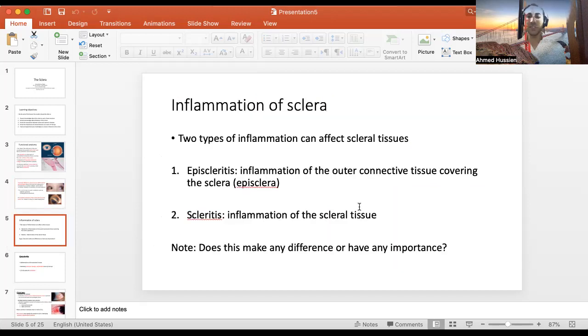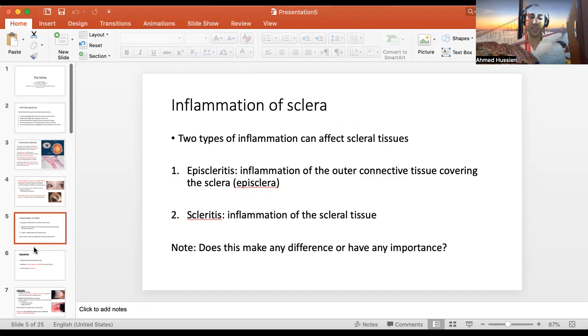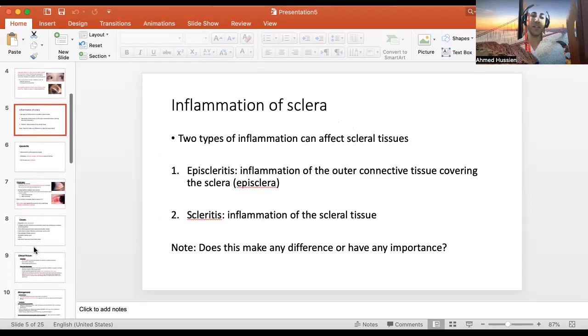So what we are going to discuss today is the inflammation of sclera. Inflammation of sclera divides into two main categories. Inflammation of the outer layer of sclera, which is the episclera, we call episcleritis, and inflammation of the actual tissue of the sclera, which we call scleritis. This division is of much importance, as we will see as we discuss this lecture and as we give hints about episcleritis and scleritis.